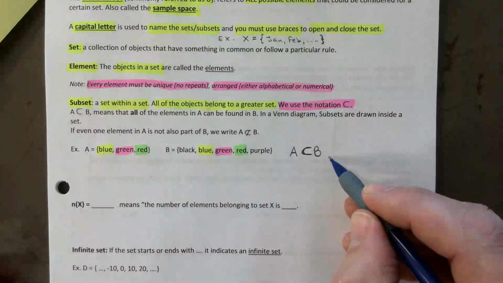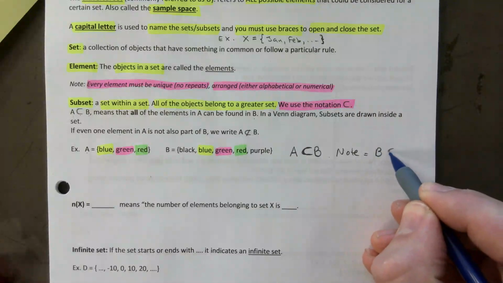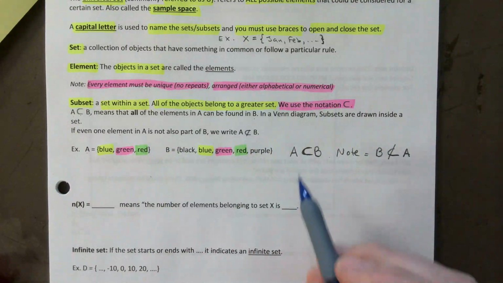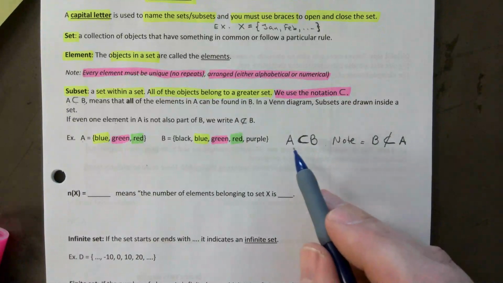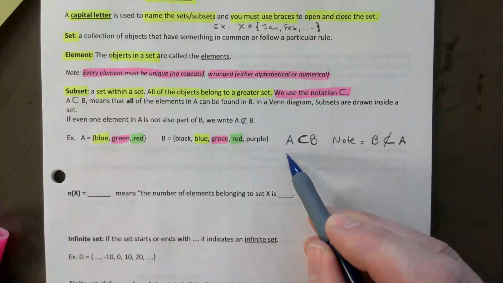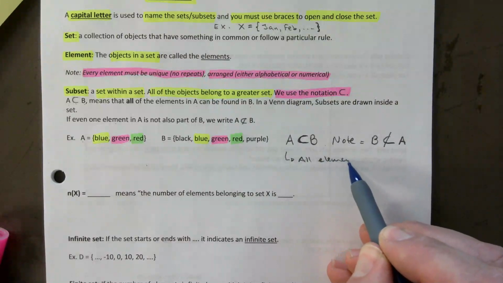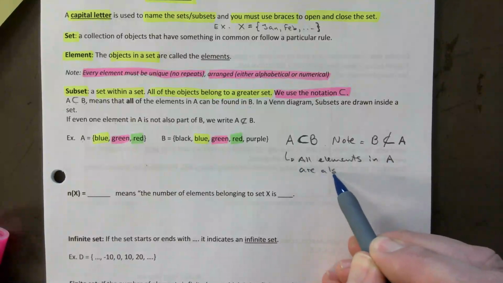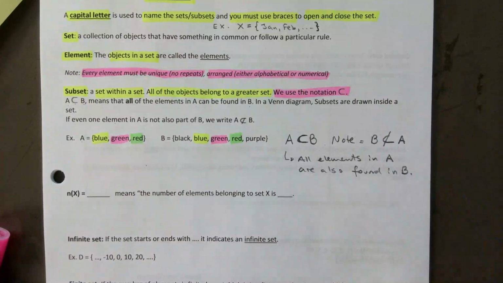I will just make a note: B is not a subset of A. Sometimes the province asks you to justify why A is a subset of B. I'll just say this: all elements in A are also found in B. That would be the justification for you making this statement.